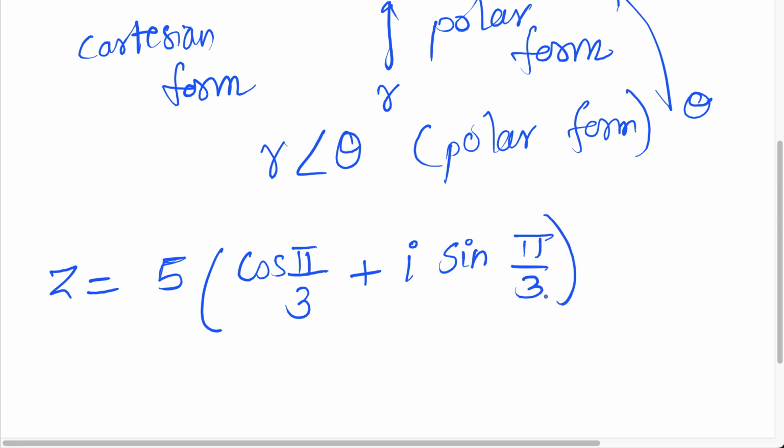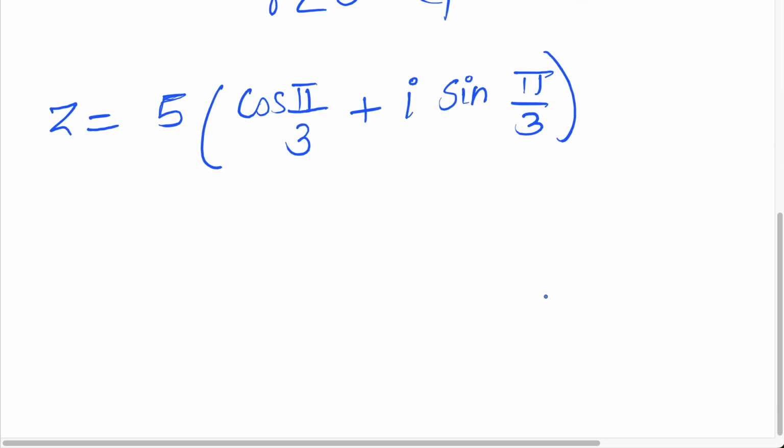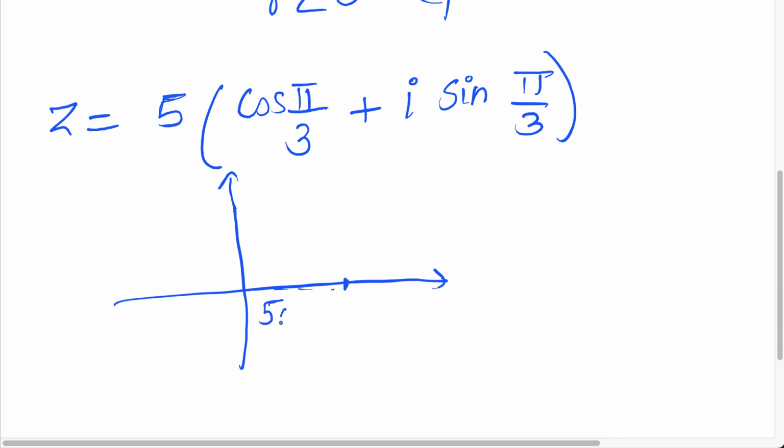So what does this really mean? Okay, let me draw this diagram and show you what this would mean really. So 5 times cos pi by 3 seems to be the real part, and 5 sin pi by 3 is the imaginary part. So this is the real part and this is the imaginary part. That's what is being given.